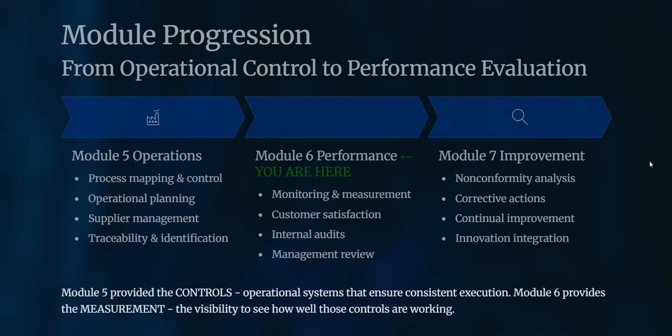Module 5 provided the controls, which means operational systems that ensure consistent execution. And Module 6 provides the measurement, which means the visibility to see how well these controls are working.